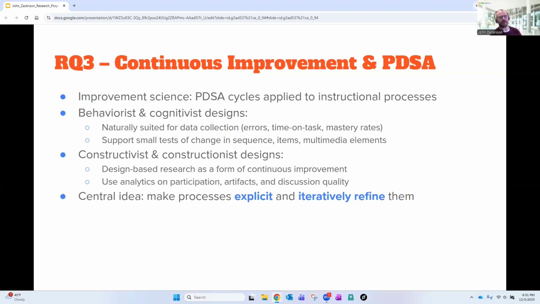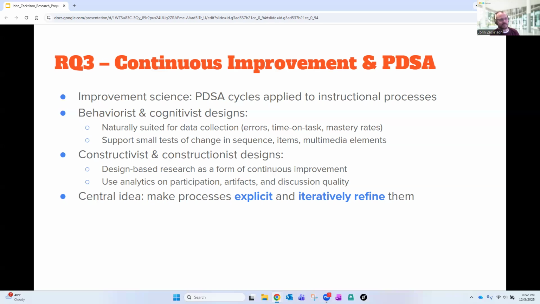In constructivist and constructionist environments, processes are a little more emergent. But the logic, I argue, of continuous improvement still applies. And design-based research is an example. Researchers and practitioners iteratively refine tasks, scaffolds, tools, and classroom norms using data from successive implementations. And I really think that instructional technology can support this work by providing analytics on participation and other kinds of things.